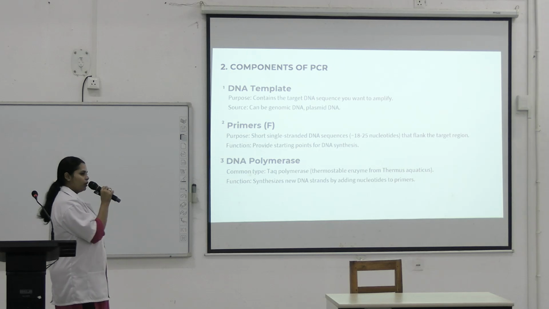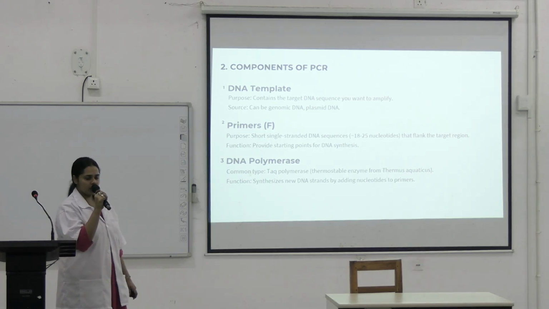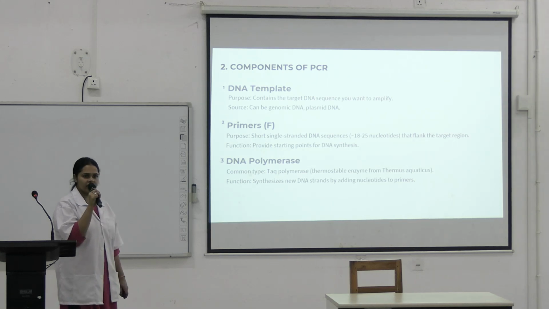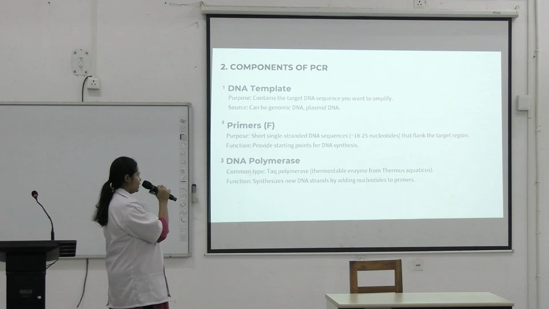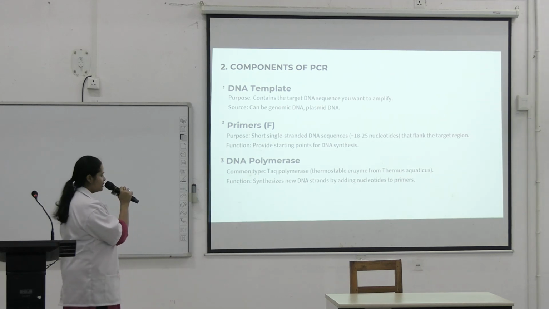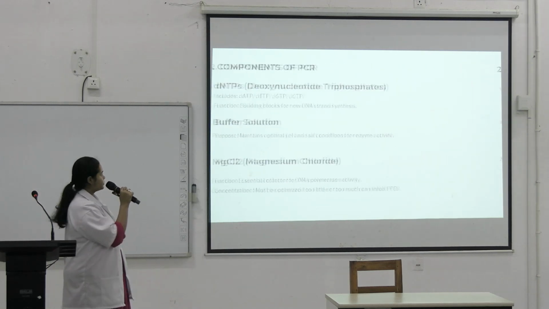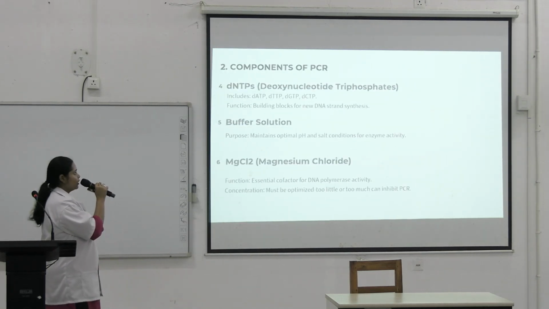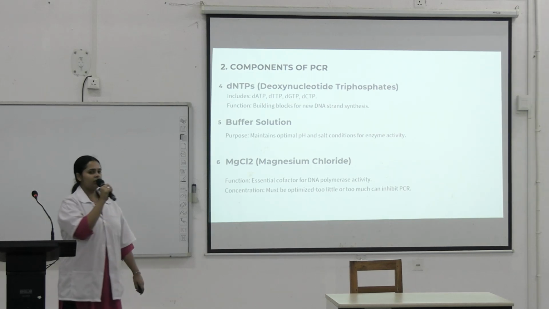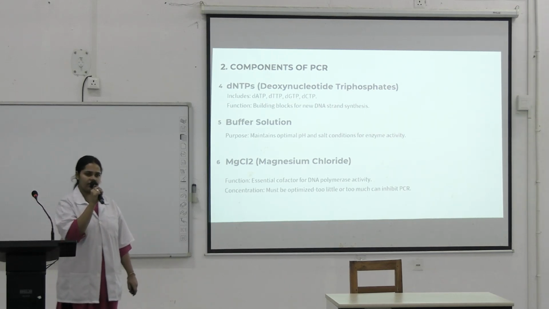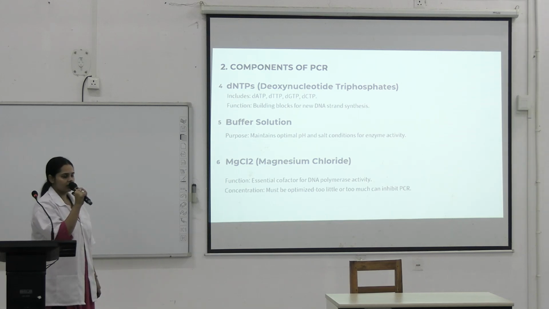Third, DNA polymerase. A common type of DNA polymerase is Taq polymerase, which is a thermostable enzyme obtained from Thermus aquaticus. Its function is to synthesize new DNA strands by adding nucleotides to primers. Fourth, dNTPs, deoxynucleotide triphosphates. It includes dATP, dTTP, dGTP, and dCTP. Their function is to act as building blocks for new DNA strand synthesis.